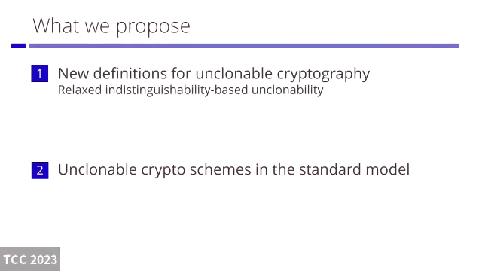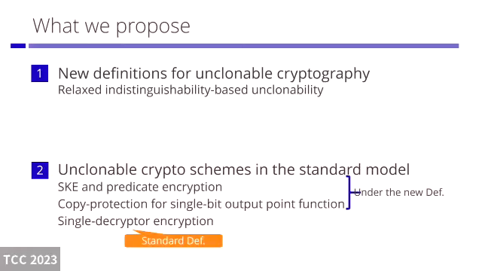This is a short summary of our work. We propose new definitions for unclonable cryptography. This is a relaxed variant of indistinguishability-based unclonability. We also propose a construction of unclonable secret key encryption in the standard model under this relaxed definition. We also propose unclonable predicate encryption and copy protection for single-bit output point functions. And we also propose single decryptor encryption in the standard model. This is under the standard definition.